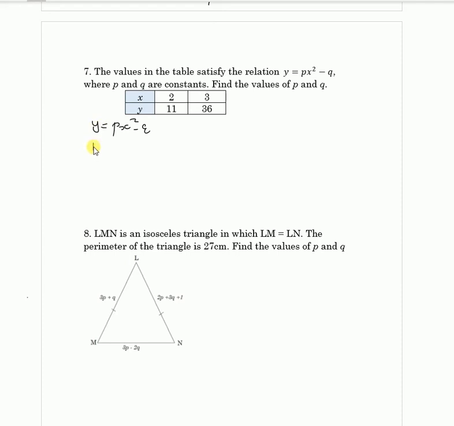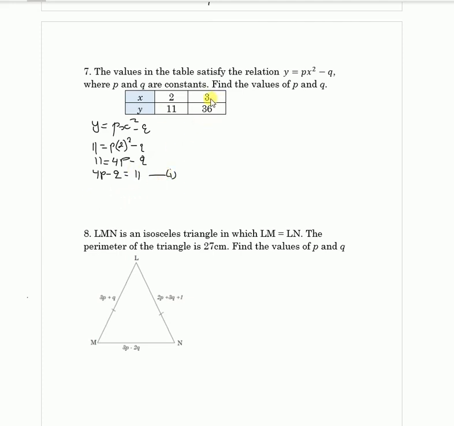So y is 11. This is p. This is 2 squared. The place of x I have a 2. Then minus q. So we have 11 equal to 2 squared. That one is 4. Then 4 times p. That is 4p minus q. I turn the equation around and I get 4p minus q is equal to 11. I call that equation number 1.